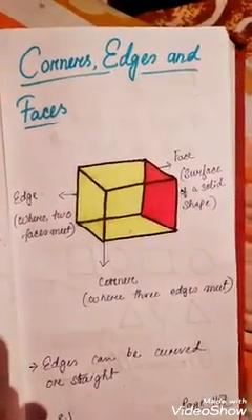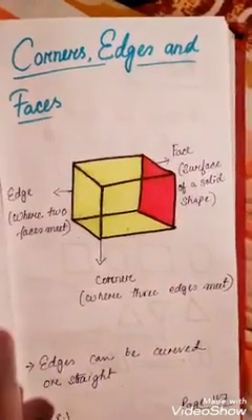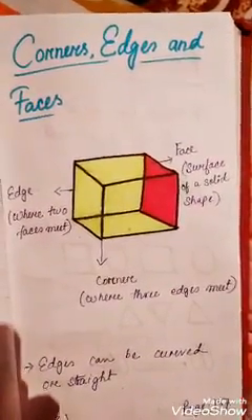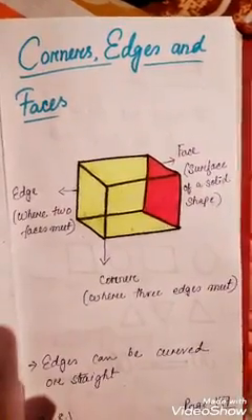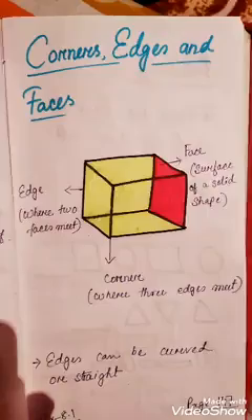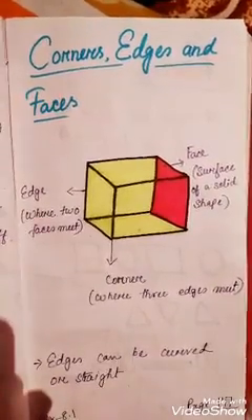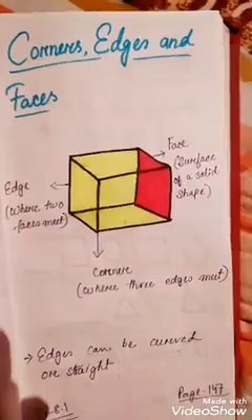So in this video I'm going to teach you corners, edges and faces. In my last video I told you about the corners and the sides. There I showed you examples of two-dimensional figures like square and rectangle. I told you that when two line segments, that is two sides, join, that point is called a corner. But here we are going to discuss solid figures, that means three-dimensional shapes.